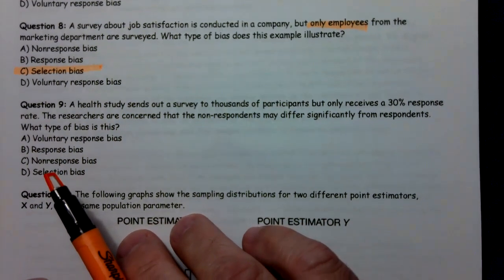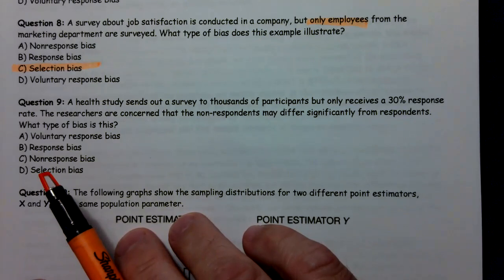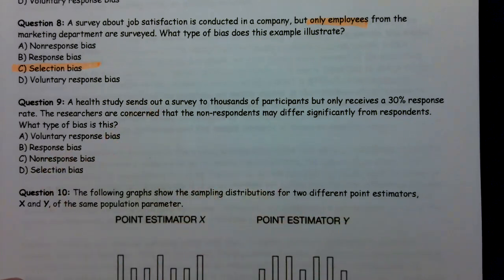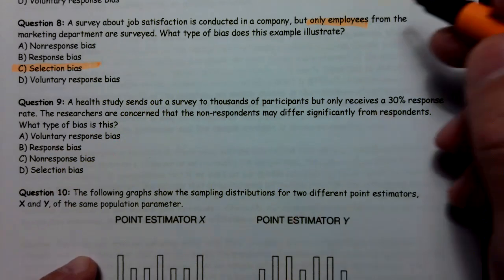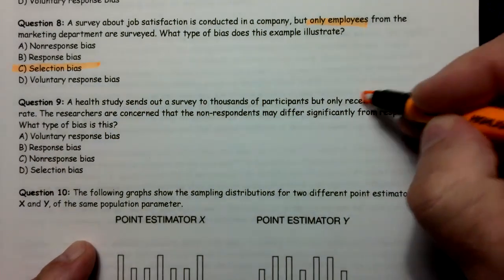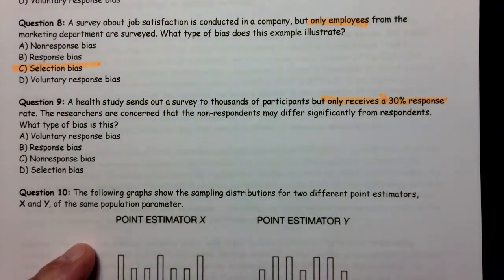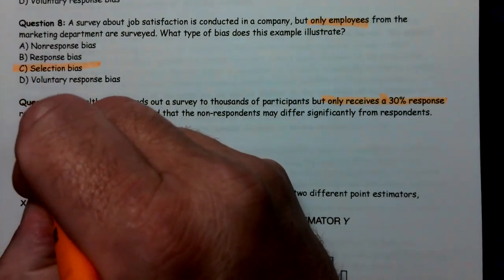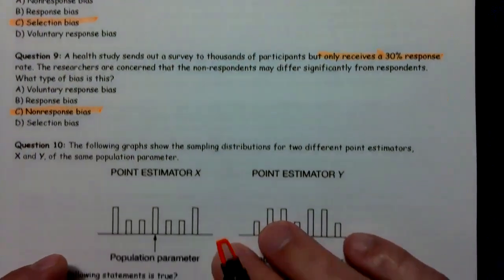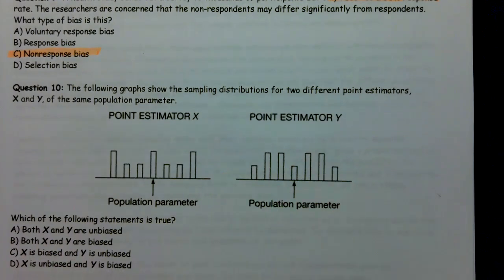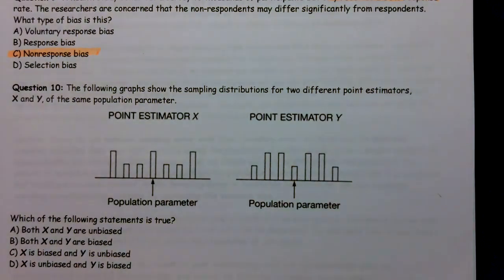A health study sends out a survey to thousands of participants, but only receives a 30% response. All right, that's non-response. Not everybody, we didn't have a large response. Most did not respond.